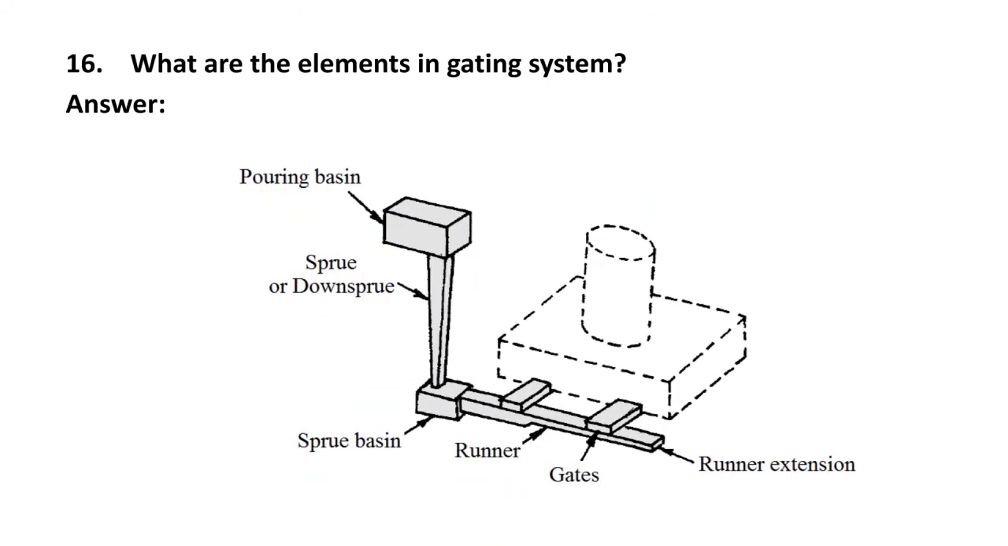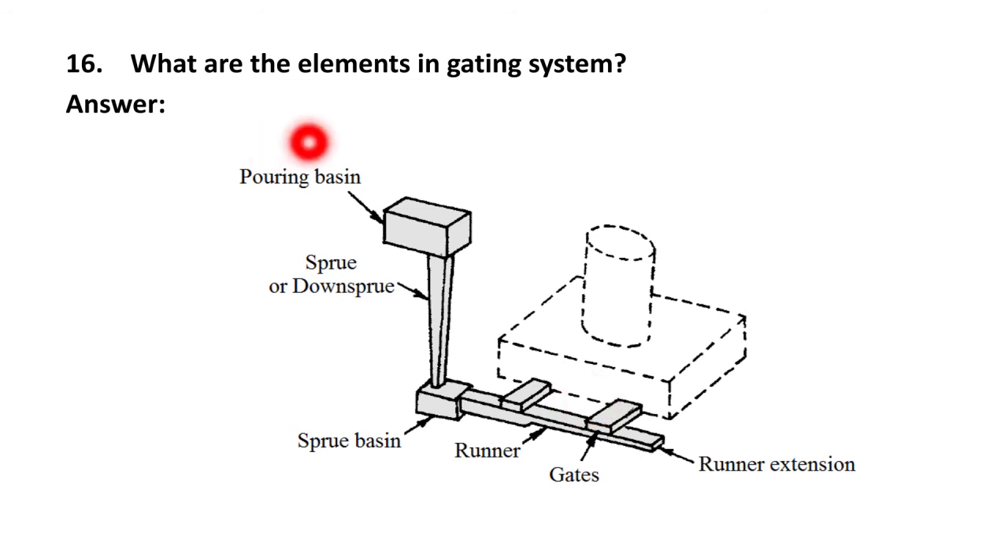Next question, what are the elements in gating system? So here you can see the complete gating system. The various elements are the pouring basin where you can pour the molten metal, and then the sprue through which the molten metal can be delivered to the sprue basin. This is nothing but the sprue basin. Then there is a runner. Then the gates are there.